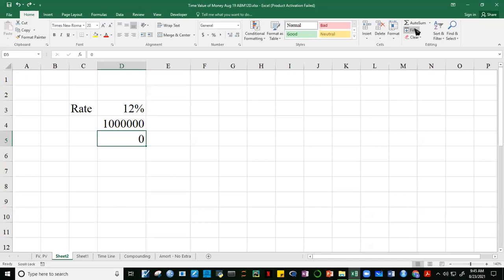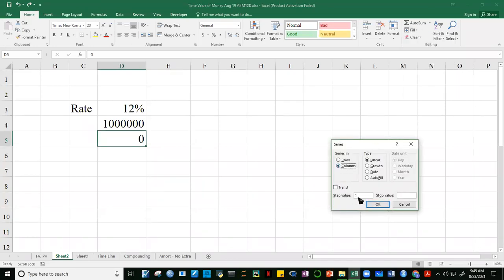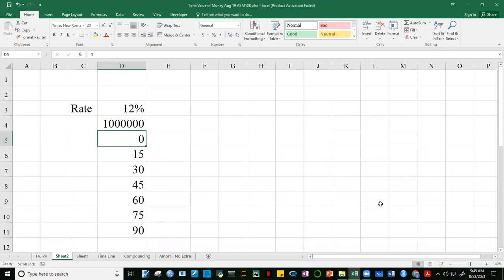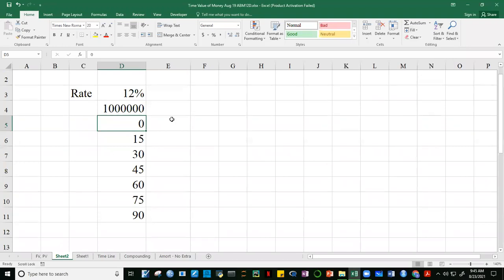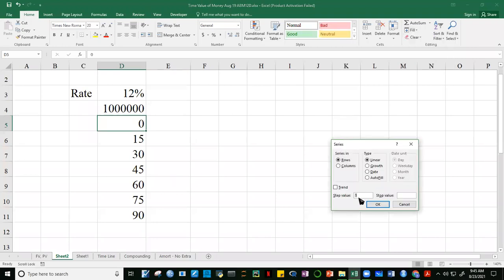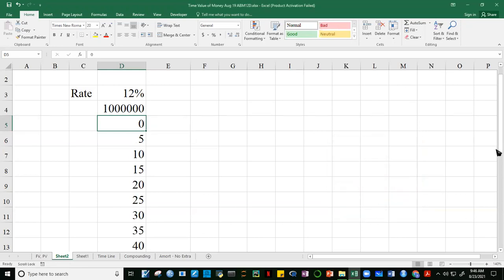So 0, and then fill, series. Okay, again, it should be in columns. And then step value natin is 5. And then stop value is 100. Okay, there. Bilis, no? Abot hanggang 90 lang. Wait. Ano nalagay ko? Yung series, 15 yata nalagay ko. Hindi, in rows, and then 5 dapat, 5. Stop value is 100. Okay, there.